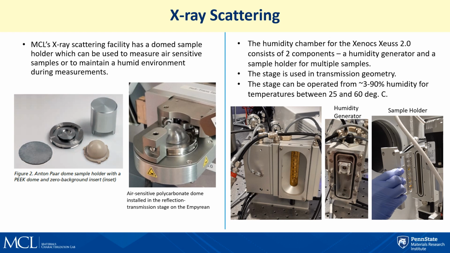In addition to that, there is a humidity chamber on a different instrument, which consists of two components, a humidity generator and a sample holder for multiple samples. The stage is used in the transmission geometry, and the stage can be operated from 3 to 90% humidity from temperatures between 25 and 60 degrees C.